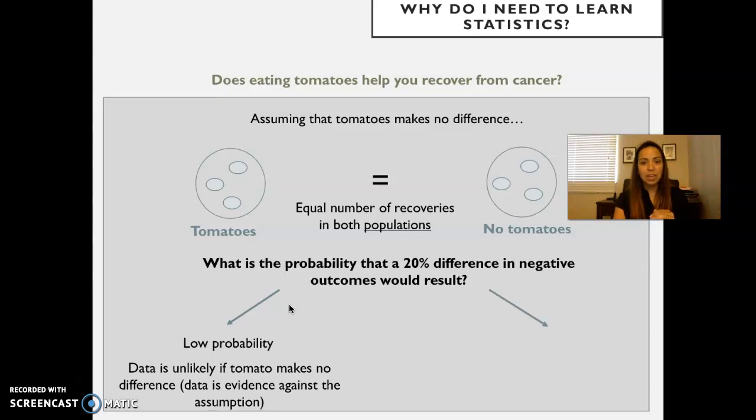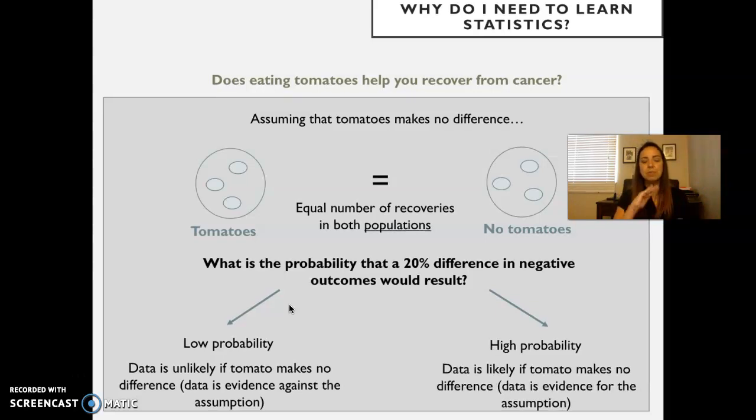And then we take that as supporting the idea that tomatoes, there may be something there, right? That tomato probably helps. Now, if the probability that I see a 20% difference is high, I have to assume that data is likely, that what I observed would occur even if tomato made no difference, right? So that's what we conclude when that probability is greater than 0.05.